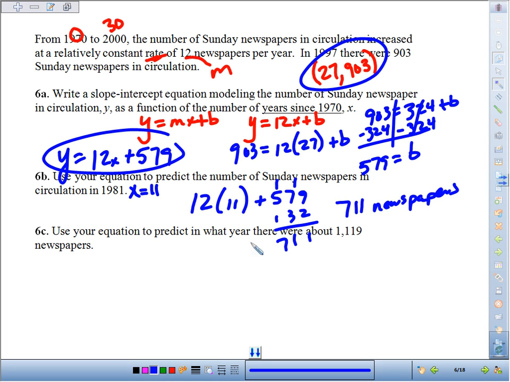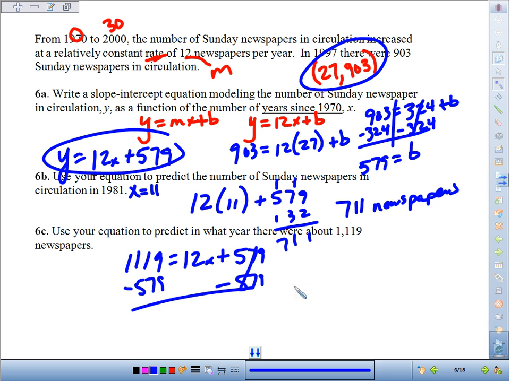And use your equation to predict the year when there would be 1,119 newspapers. So here's our equation. Newspapers is our y variable. So when will we get 1119? What do we have to substitute for x? Well, if you subtract 579 on both sides, you're going to find, let's see, 1119 minus 579, we get 600 equals 12x. Dividing by 12, we find that x equals 50.